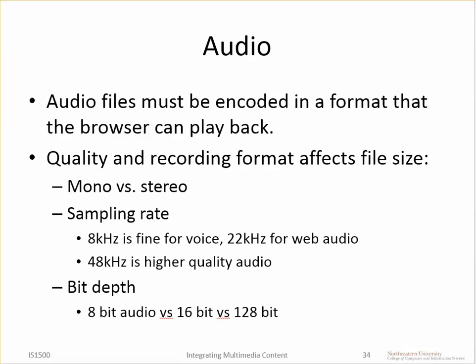8 kilohertz, meaning 8,000 samples per second, is fine for voice. 22 kilohertz for web audio is fine. 48 kilohertz is more than enough for CD quality audio. And then whenever you take a sample, how much data do you grab at that sample? 8 bits is fine for voice, 16 bits decent, 128 bit is typically what we use for CD quality audio. But of course, the higher sampling rate you have and the higher bit depth you have, the more bandwidth it takes to download.